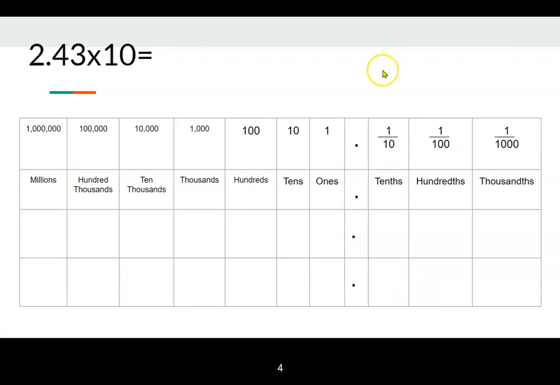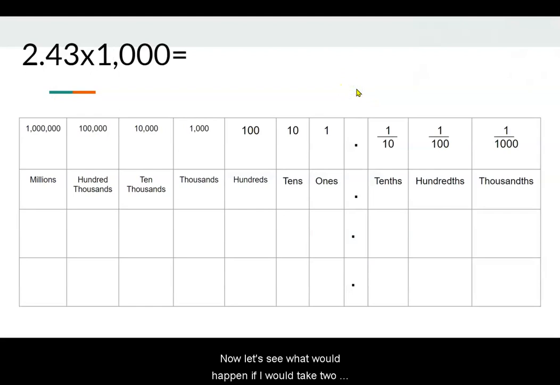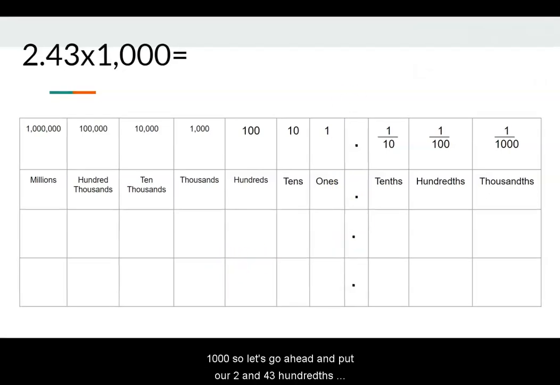Okay, now let's see what would happen if I were to take 2 and 43/100ths, and I'm going to multiply it by 1,000. So let's put our 2 and 43/100ths in our place value chart. Oh, I wrote down the wrong spot. Sorry, everybody. Let me fix that really quick. So I have 2 ones, 4 tenths, and 3 hundredths.